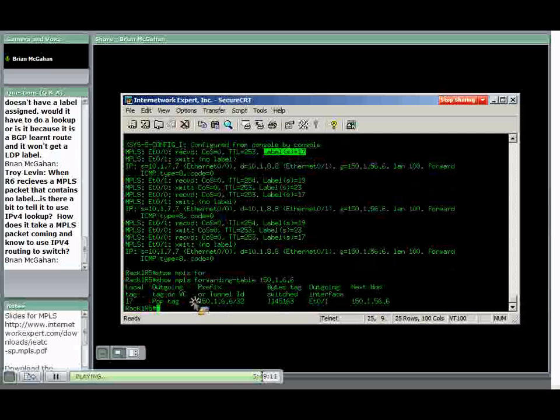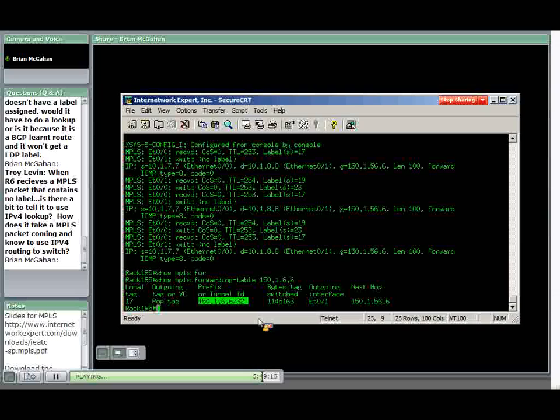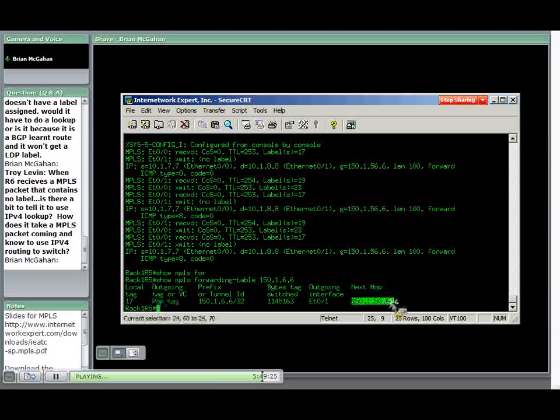If it is CEF switched or fast switched, you cannot debug it. It has to be process switched. Traffic that is destined to the router is always going to be process switched. So what that means, by default, you can only debug traffic that is going to the router. Okay, so in this case, we're disabling route caching. It's going to allow us to debug traffic that is moving between the interfaces.